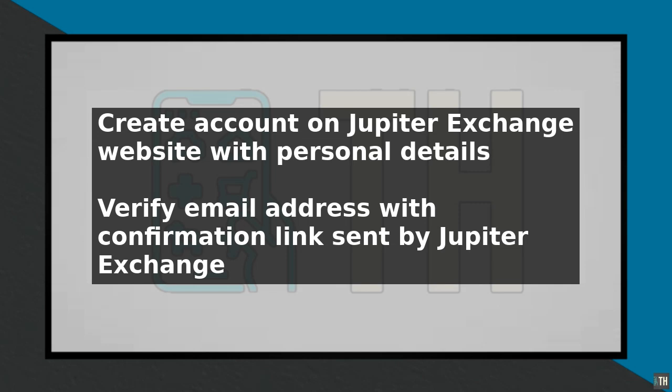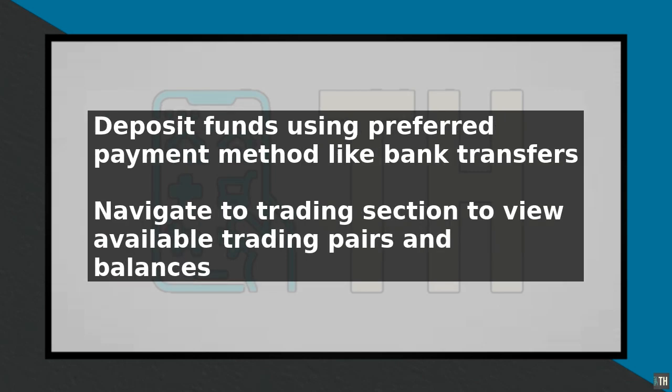Once your account is verified, log into the platform and navigate to the dashboard. Here, you will see an overview of your account balance, transaction history, and available trading pairs. To deposit funds, click on the Deposit button and select your preferred payment method. Jupiter Exchange supports various payment options, including bank transfers, credit cards, and cryptocurrencies.